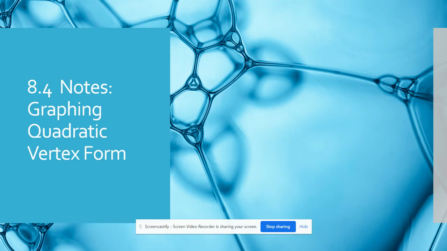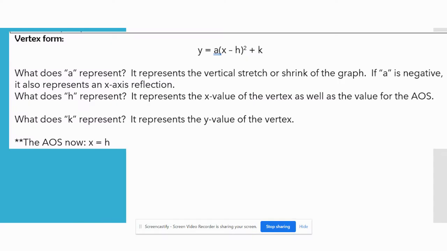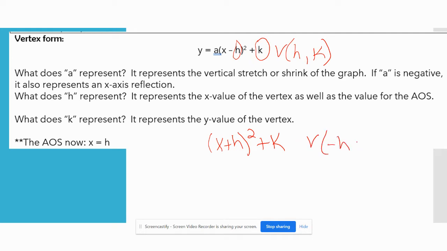Welcome back, everybody. We are continuing graphing parabolas, and today we're going to focus on vertex form. If you would pause the video and jot this stuff down for your vocab. And I'm going to add that h and k are your vertex. If it is x plus h squared, then your vertex would be a negative because it's the opposite.